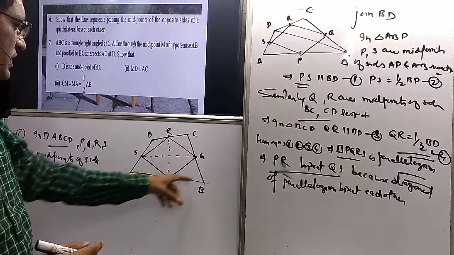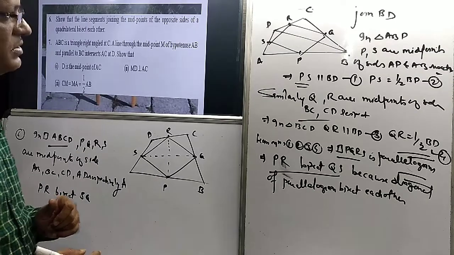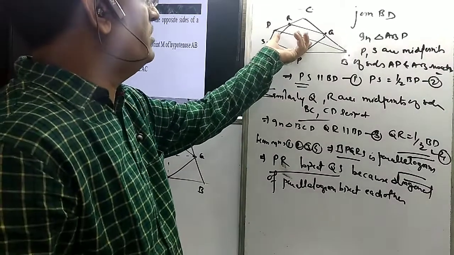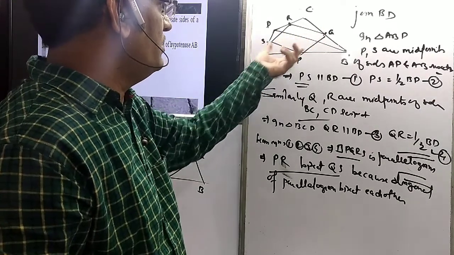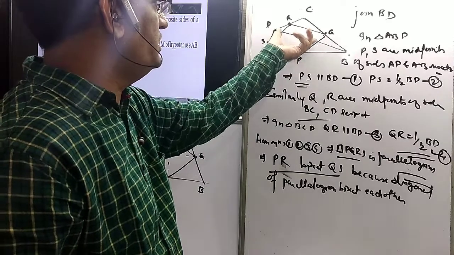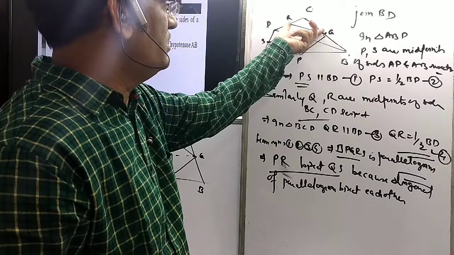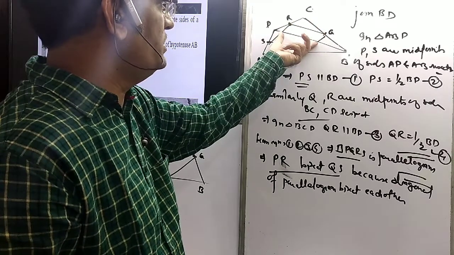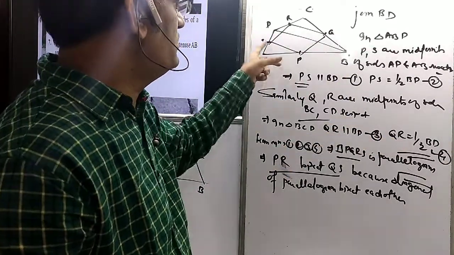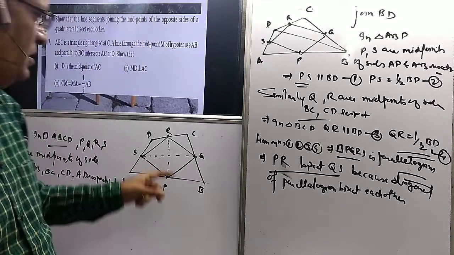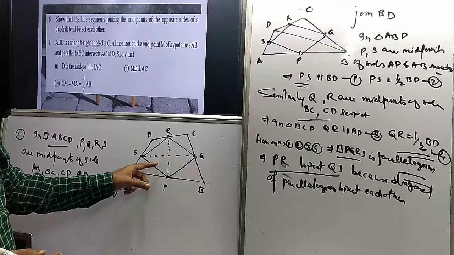So what have we done? What is given in quadrilateral ABCD? P, Q, R, S are the midpoints of sides. From these midpoints, we joined the diagonal, and from this triangle we conclude that PS is parallel to BD. In this triangle we reach the conclusion that QR is parallel to BD, and from equations 1, 2, 3 and 4 we conclude that PQRS is a parallelogram. If PQRS is a parallelogram, then we know that diagonals of the parallelogram bisect each other.